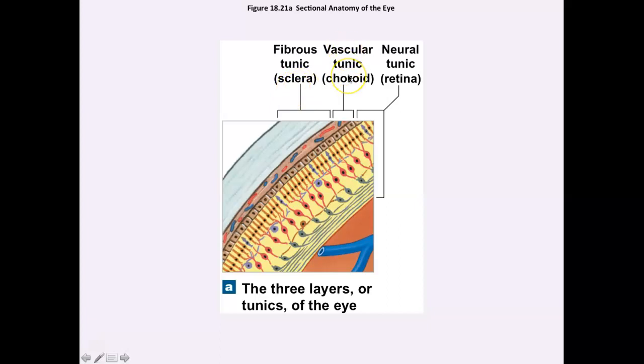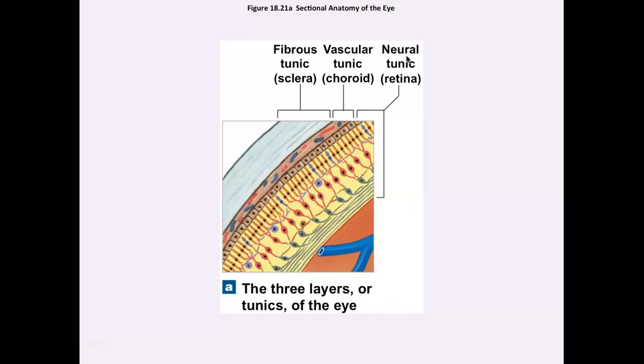The vascular tunic is vascular, so it's going to have a blood supply. In this example, we're looking at the choroid. We'll look at that in a second. And then there's the neural tunic. That's the nervous tissue. And that is just the retina. So we have three layers of the eye, right? On the outside, it's tough. In the middle, it's vascular. On the very inside, it's your neural layer or your retina.